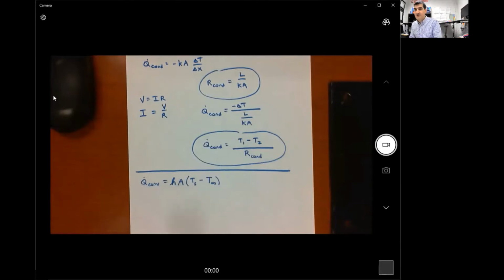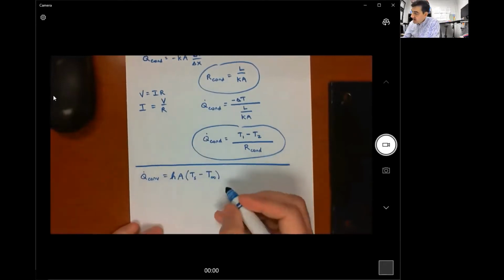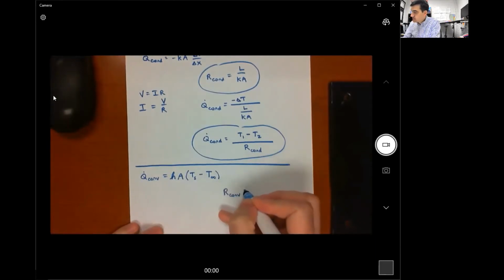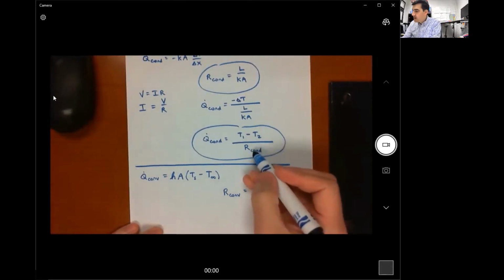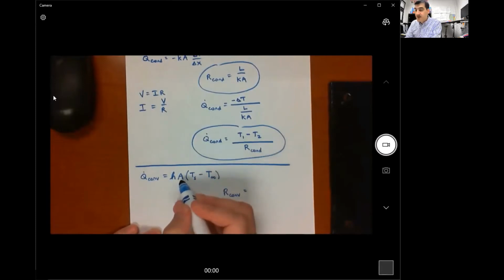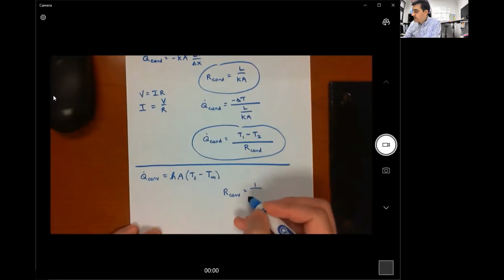It's just not quite as useful. So what can we define as our thermal resistance for convection, so that we can plug it into the denominator here? But when we do plug it into the denominator, we get back to this equation. Well, we can define our resistance for convection as 1 divided by HA.